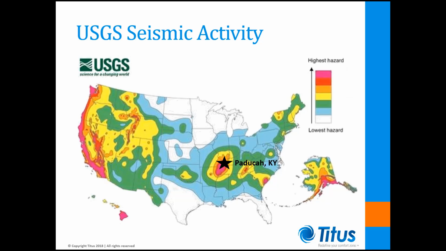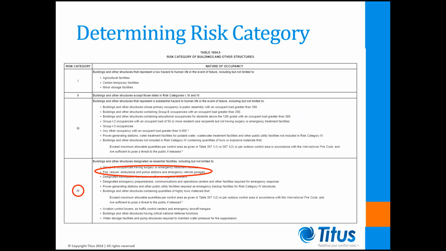Let's run through a quick example. Paducah, Kentucky lies on the New Madrid seismic zone. Let's say a new police station is being constructed in their downtown area and we wish to determine if some single duct terminal units need to be seismically rated. Looking at Table 1604.5, a police station would fall under the highest risk category, 4.